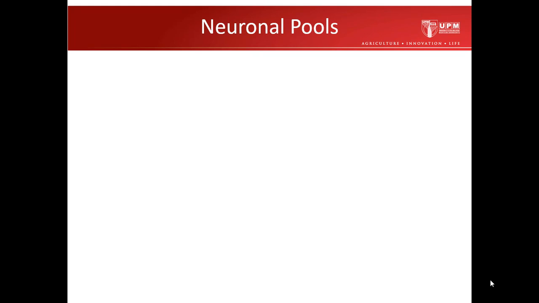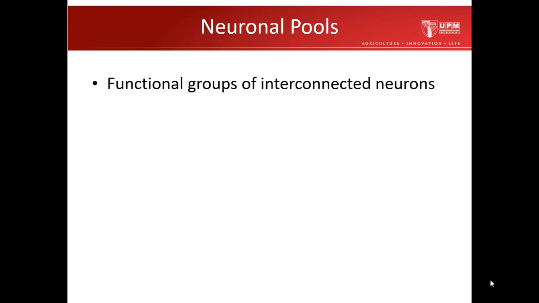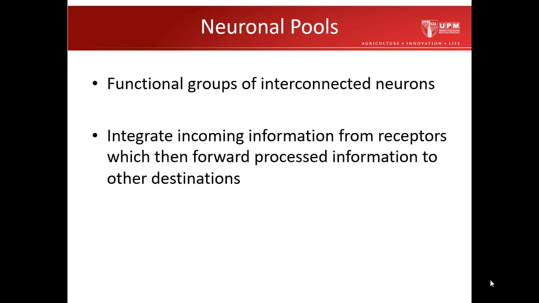So first, what are neuronal pools? Neuronal pools are functional groups of interconnected neurons. Our body has billions of interneurons in the central nervous system, and they are organized into a much smaller number of neuronal pools. The neuronal pools integrate the incoming information from receptors and then forward and process the information to other destinations.